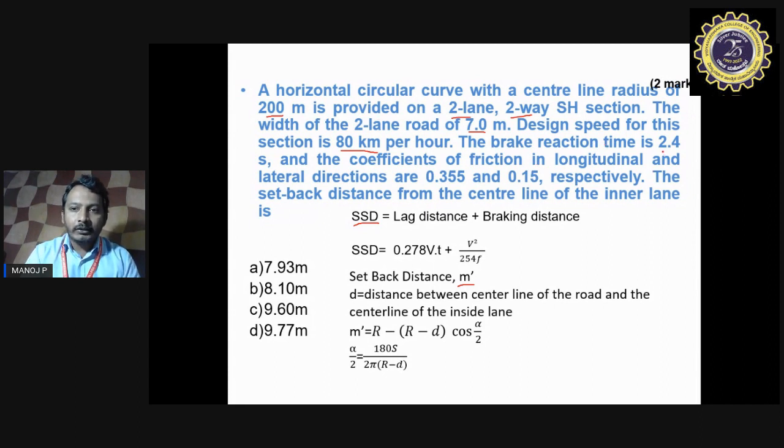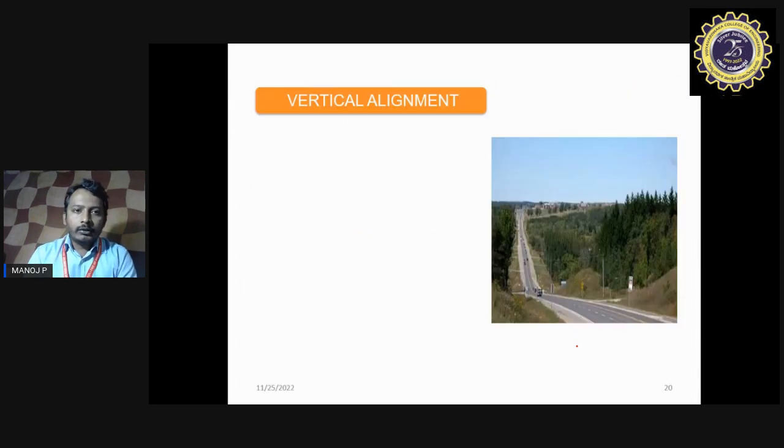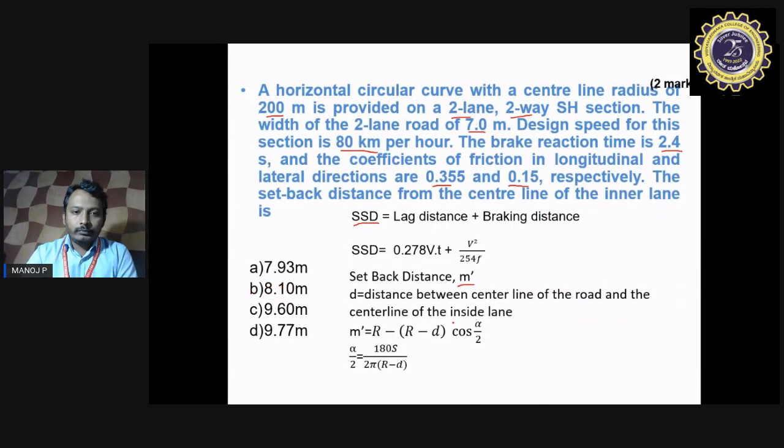The brake reaction time is also given, 2.4 seconds, and they have given you both f, lateral as well as longitudinal friction, 0.355 and 0.15. In order to confuse you, they have given both the f values. The setback distance from the center line of the inner lane is what? In order to calculate the setback distance, you need the value of s, because you need to check whether that is less than s or greater than s.